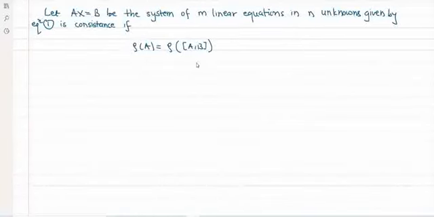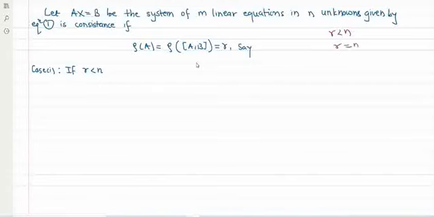And suppose these two ranks are equal to R. I assume the rank is R. Now further, case number 1: if R is less than N. So what are the different possibilities here? One is R less than N, R equal to N, R greater than N. Whether it is possible?